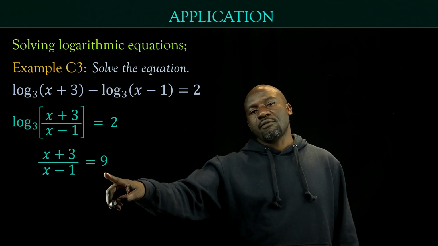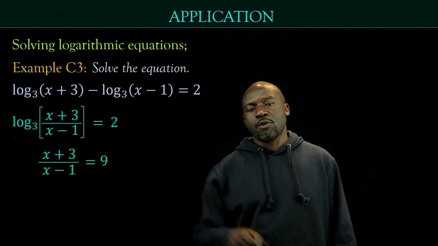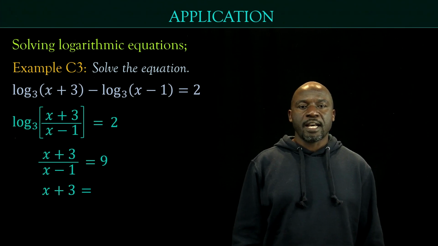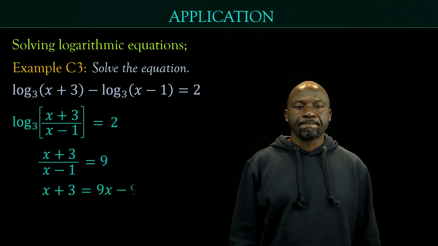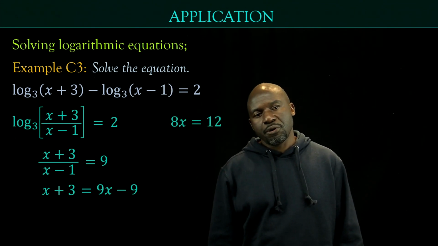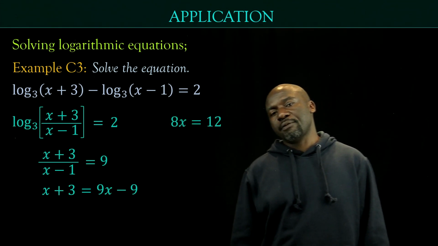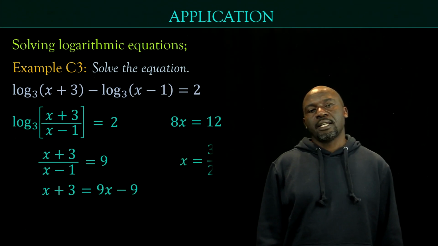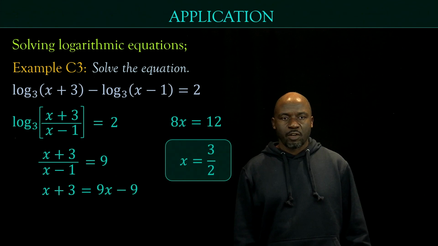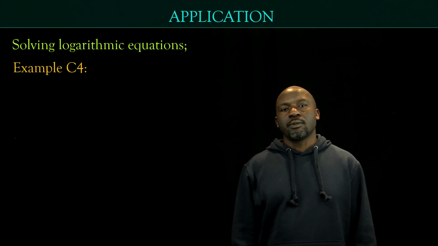That is, think of that as being over 1. If you cross multiply, you end up with x plus 3 is the same thing as 9x minus 9. Okay, and rearranging that quickly, I should show you that 8x is the same as 12, and therefore x is 3 over 2. And that is the solution to that logarithmic equation. Should be easy. Let's look at the next one.